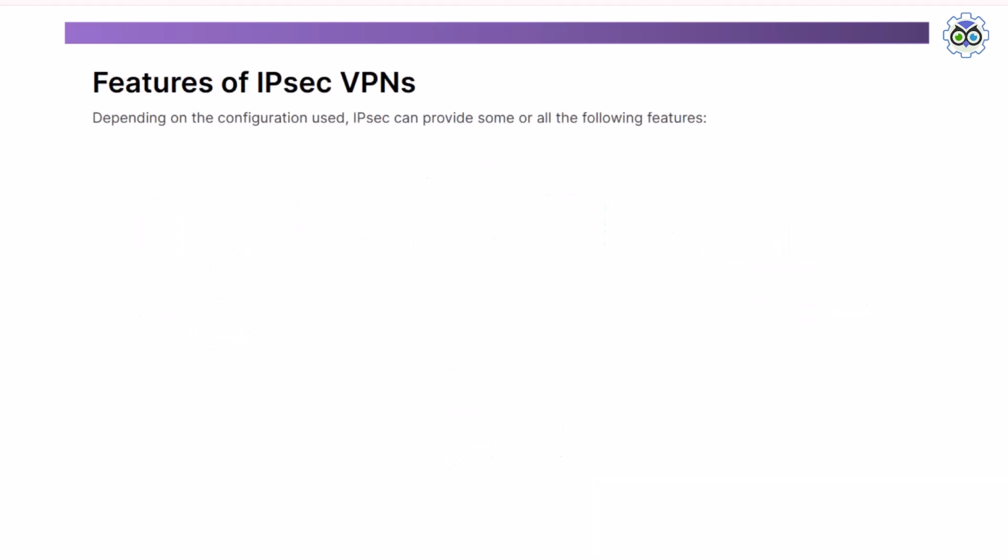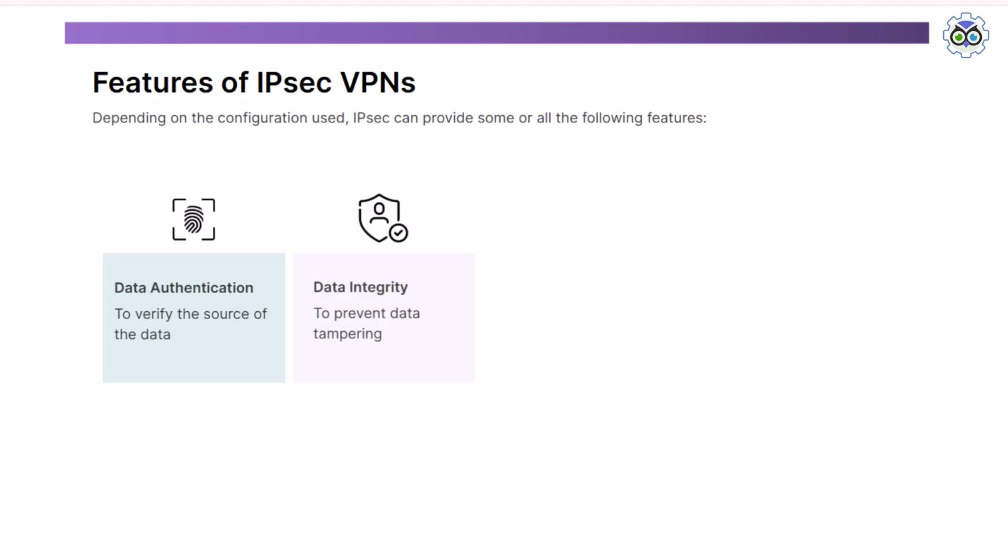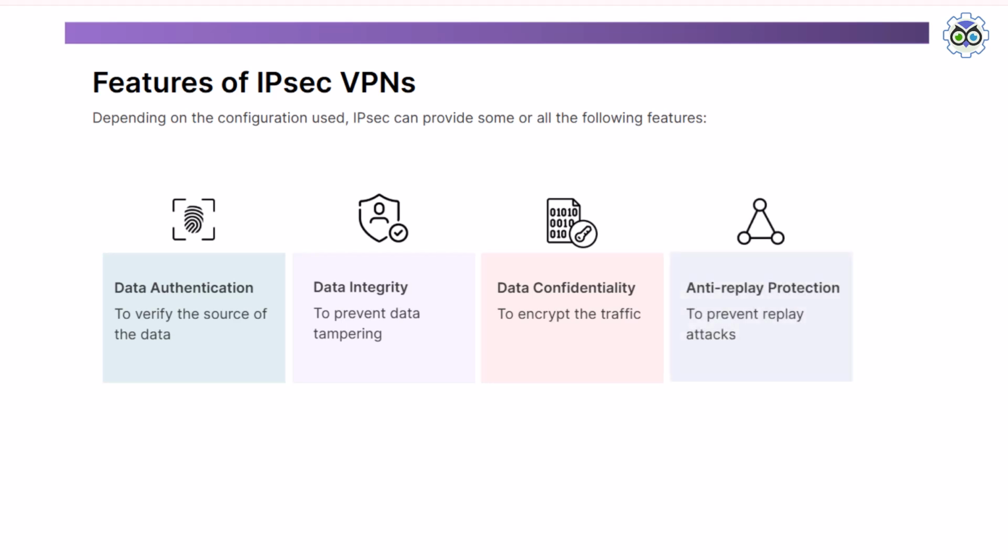Depending on the configuration used, IPsec can provide some or all of the following features: data authentication to verify the source of the data, data integrity to prevent data tampering, data confidentiality to encrypt the traffic, anti-replay protection to prevent replay attacks.